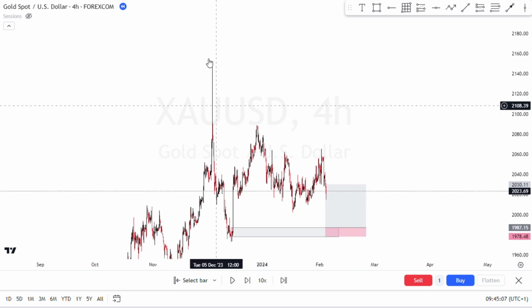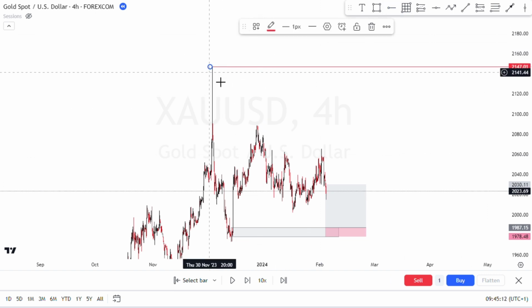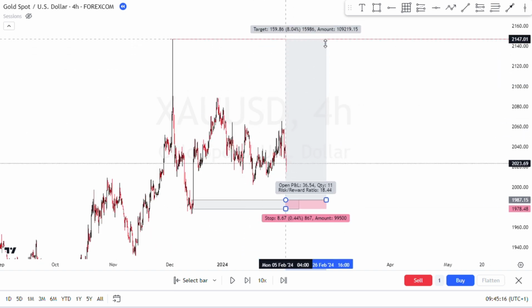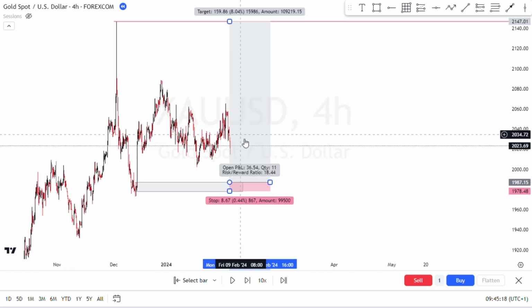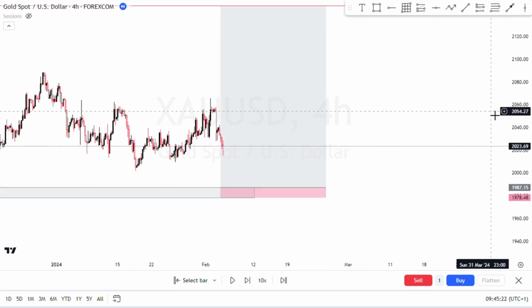So we expected price to go above this previous high, so we can set our take profit there. And then you can see this ratio is 1:18. So let's just play it out and then see how it goes.